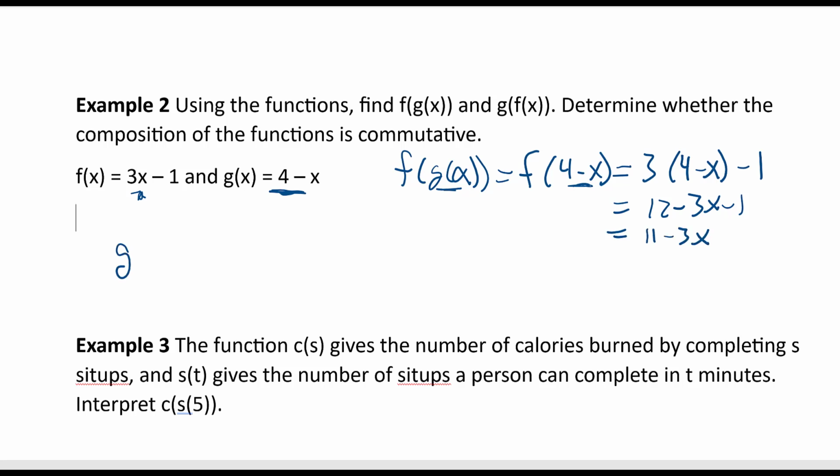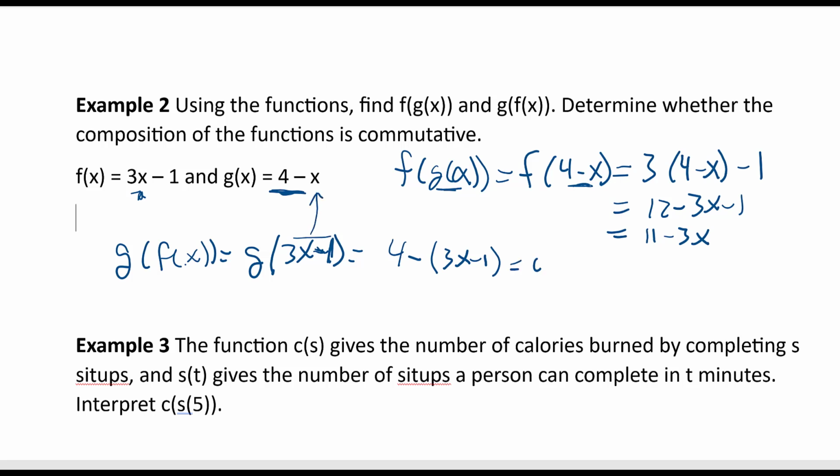For my g of f of x, that's going to be g of the function 3x minus 1. So that's going to be 4 minus (3x minus 1), because g is just 4 minus x, so the 3x minus 1 is replacing that x. So that's going to be 4 minus 3x plus 1, or 5 minus 3x, or negative 3x plus 5, which clearly these are not the same thing. These are not the same.